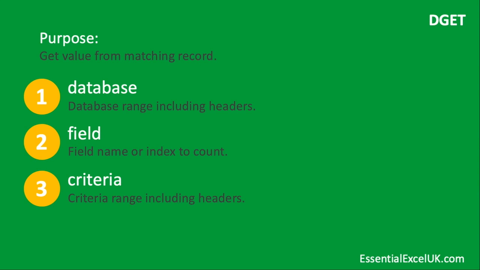And then number three is the criteria, so the criteria range including headers. This is what criteria you want to apply to the database range in order to return a value. At the bottom there you can see the function in its entirety. It's quite a short function of three parts: equals DGET, then the database, followed by the field, and lastly the criteria. Without going too much into that or causing any confusion, we'll jump across to Excel and go through some examples because it's a lot easier way to get this function across.